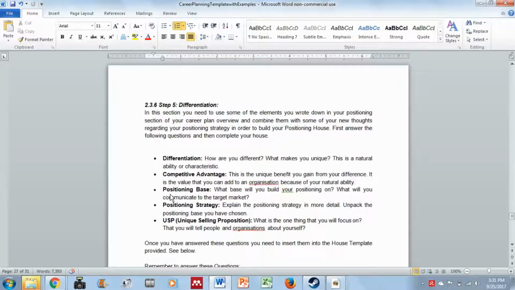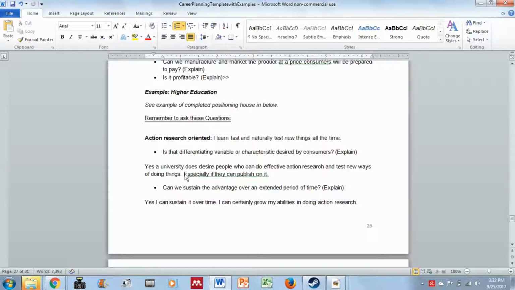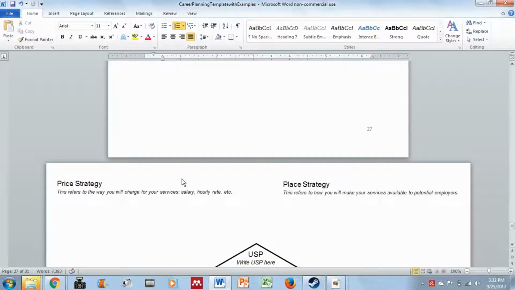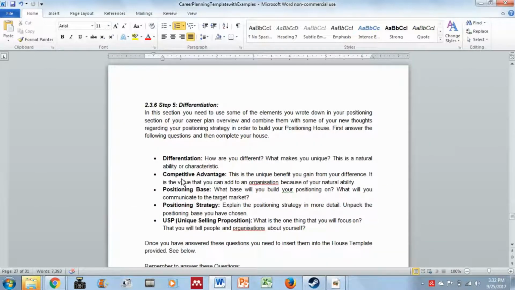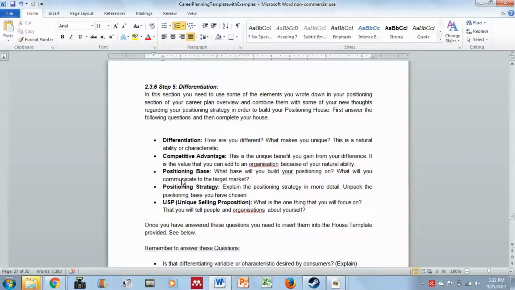Differentiation. Now, this is a very important section that you're going to get a lot of marks for. So make sure that you do it very well. You're going to get more than 8 marks as indicated in the rubric. Maybe close to 30 marks. So make sure that you do this section very well.